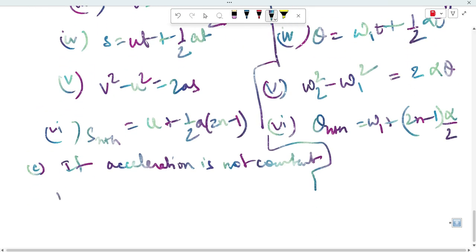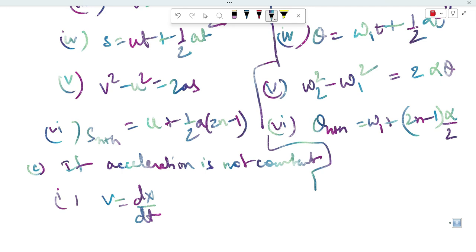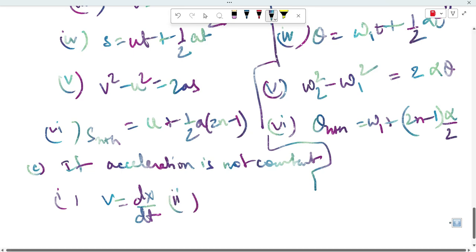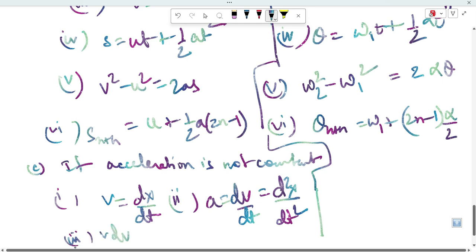So what can we write? First, v is equal to dx by dt, the change of distance with respect to time. Second, a is equal to dv by dt, since it is changing instantaneously, or you can write it as the second derivative of distance with respect to time. Third, v dv is equal to a ds, by separation of variables. Taking the ratio of a by v, you get dv by ds.